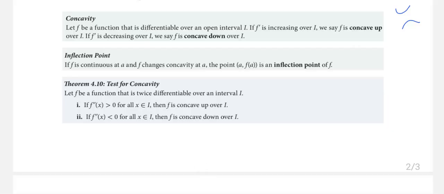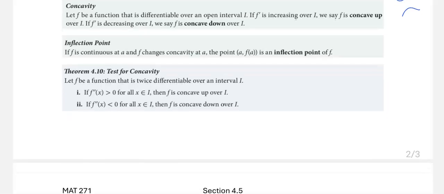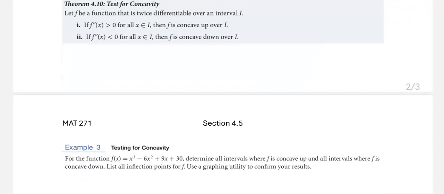If the second derivative is positive, then we're going to be concave up on that interval, whereas the second derivative being negative implies that we are going to be concave down. Anywhere we change from concave up to concave down or vice versa is going to signify that we have something called an inflection point there.